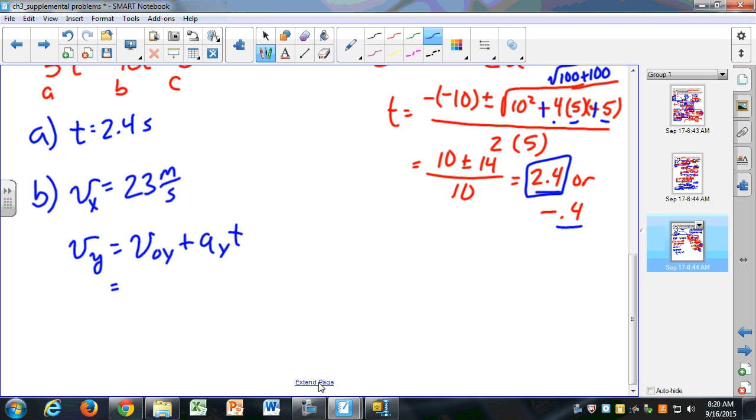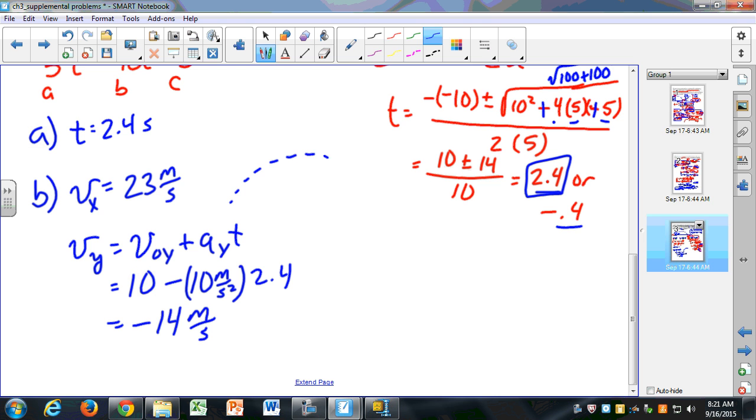V naught y was 10 minus 10 meters per second squared times t, which is 2.4. So that tells me that my y velocity is negative 14 meters per second. That tells me that here I have a y velocity negative 14. I have an x velocity that's 23.